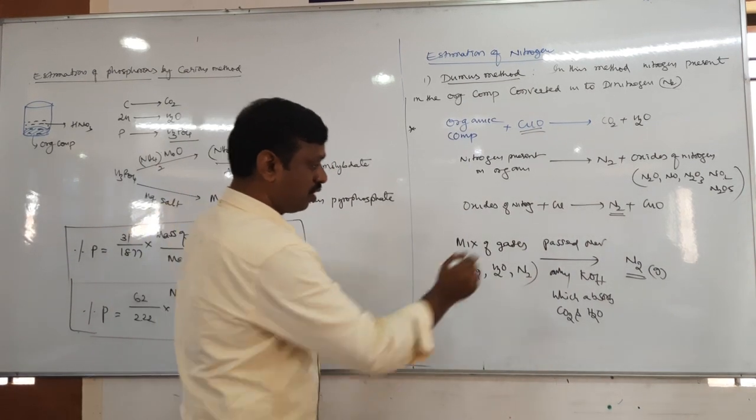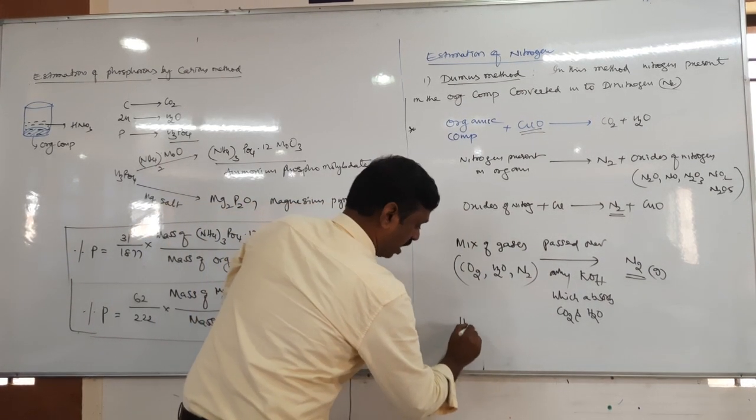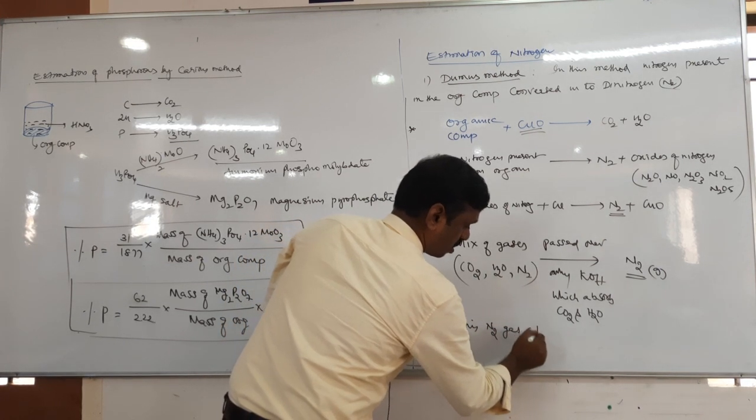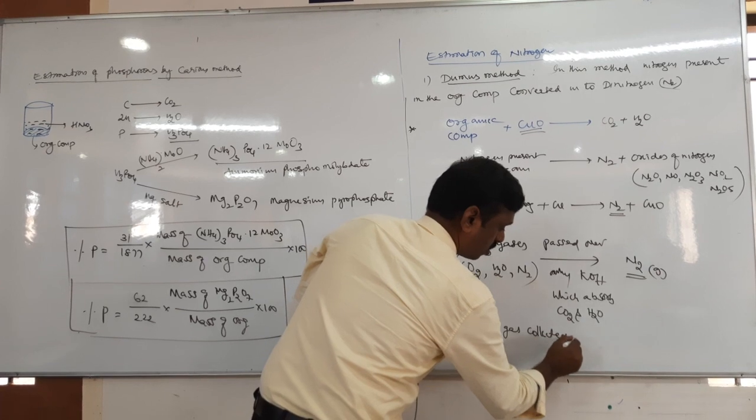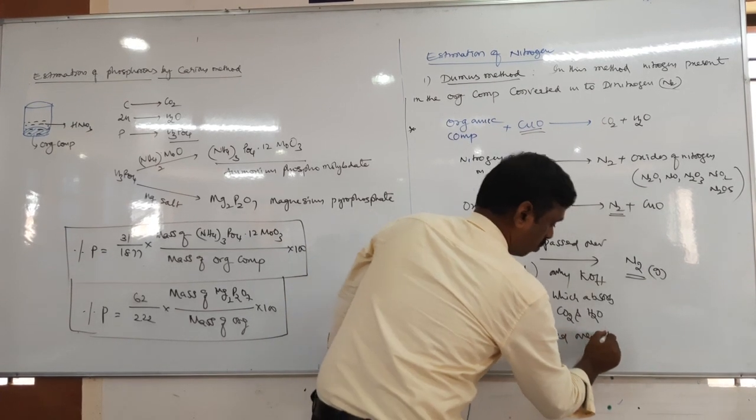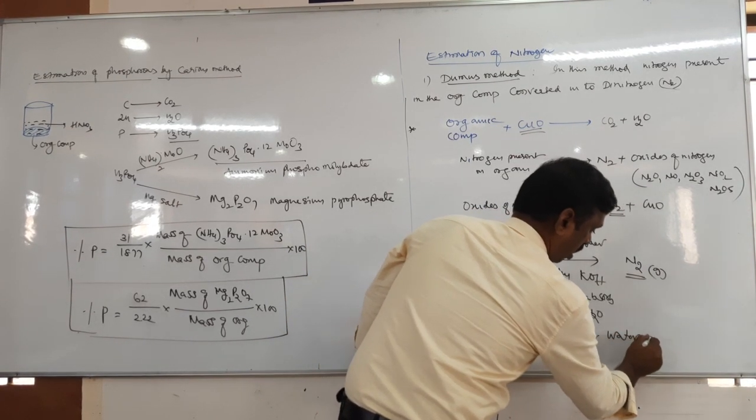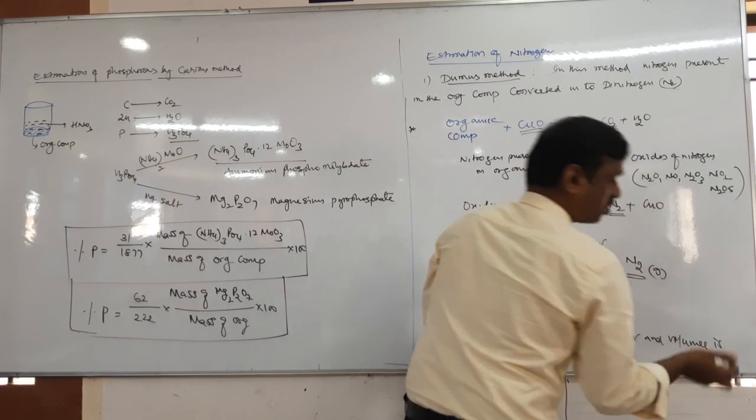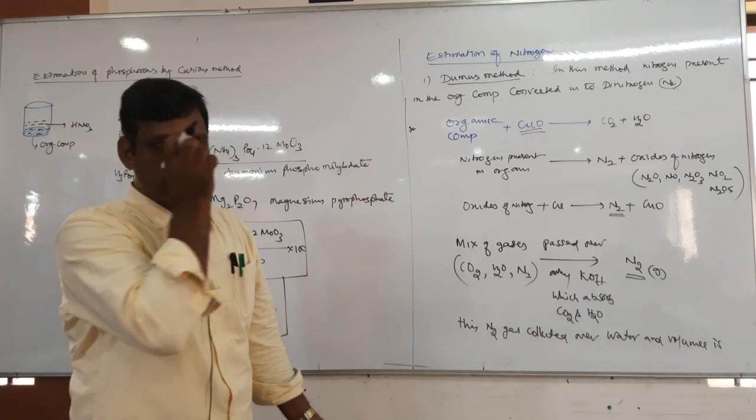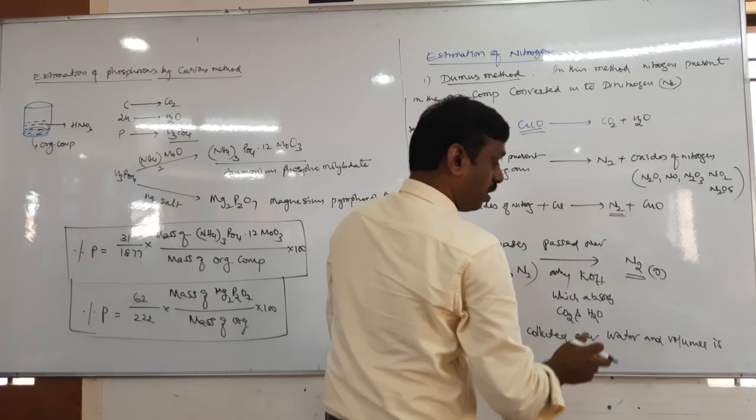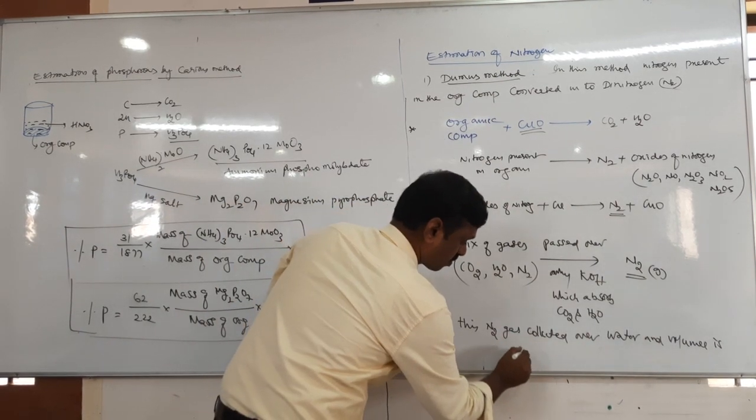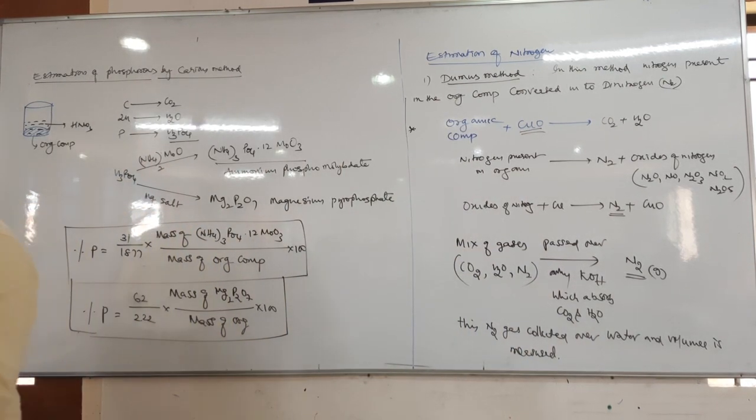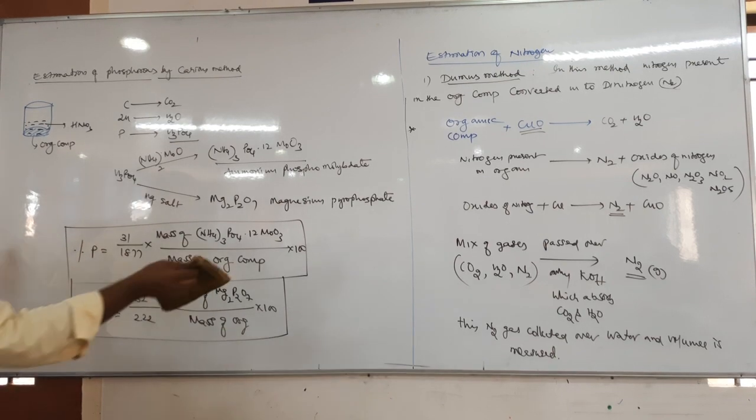Okay, so this N2 gas is collected over water, and what is measured? Since it is a gas, the volume is measured easily. It is collected over water and the volume is measured. So this is the experimental information.